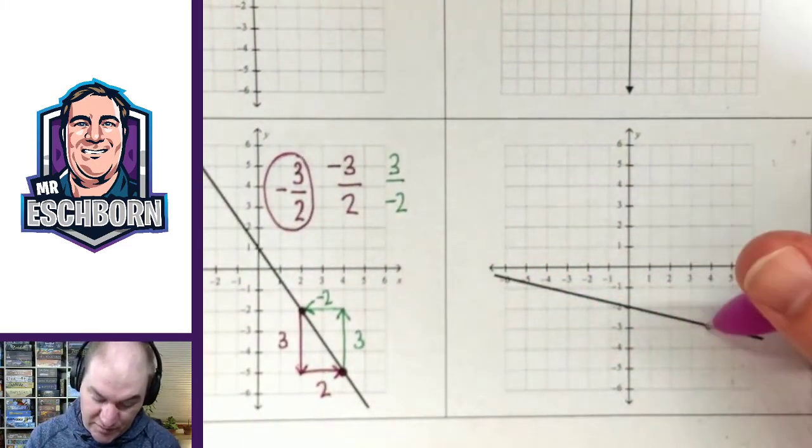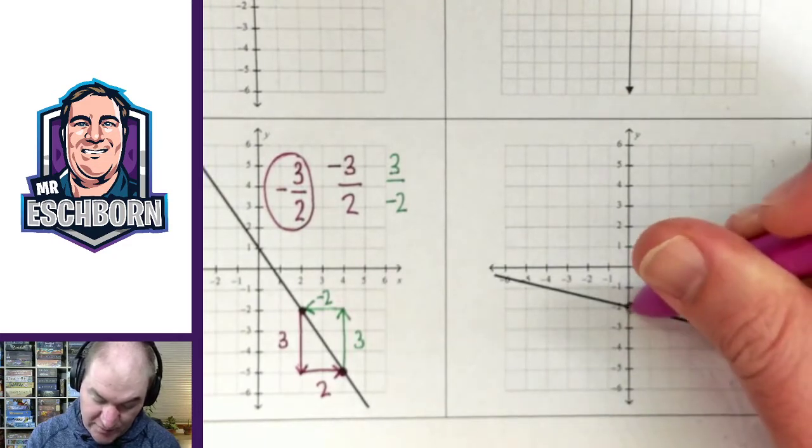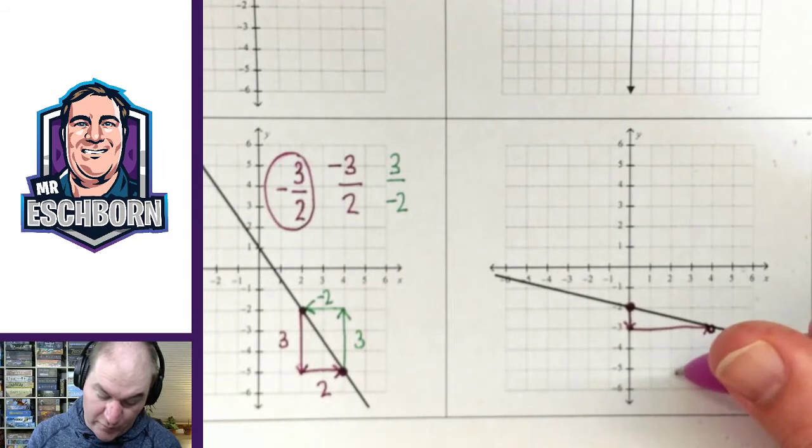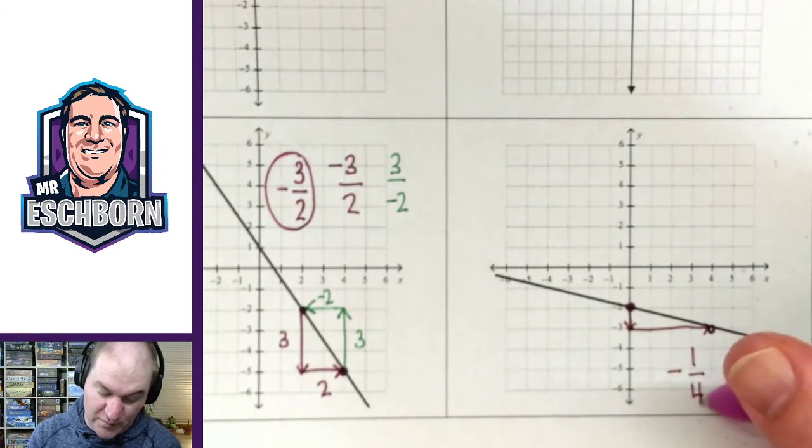All right. This one here, let's do the same thing. We have 2 points. I'm going to start there, go down 1 and over 4. So my slope is negative 1/4.